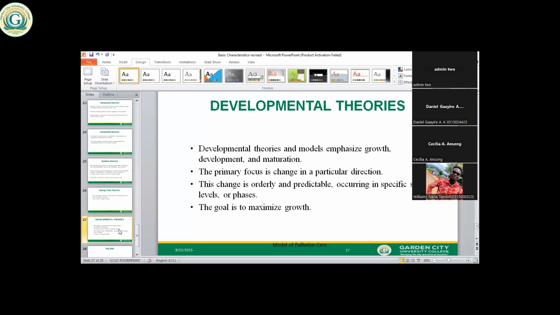So developmental theories emphasize growth, development, and maturation. When you talk about development, change is in order. It follows a particular trend or stage, just as I mentioned. You are given birth to, you grow to a particular point, and then you take it from there. So it outlines the process of growth and development of humans as orderly and predictable.